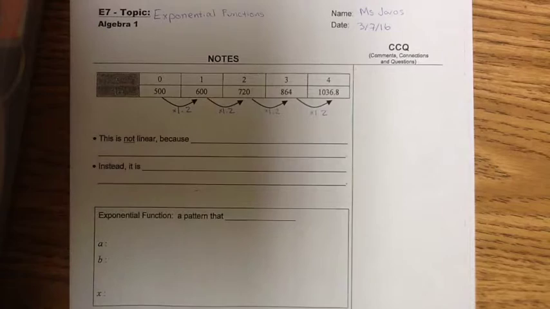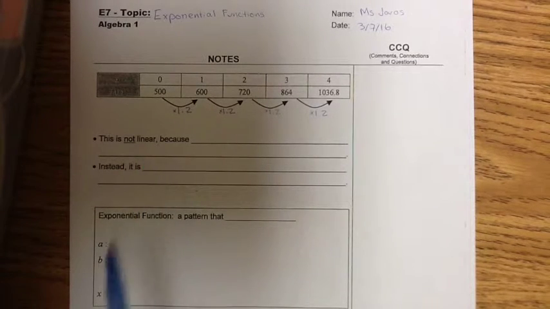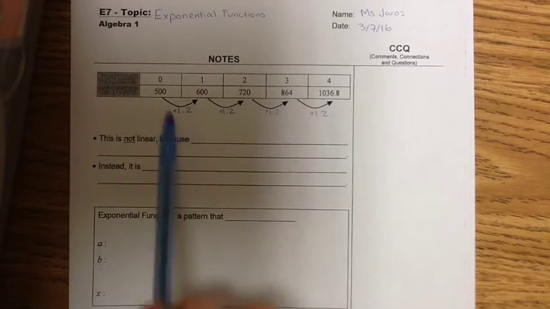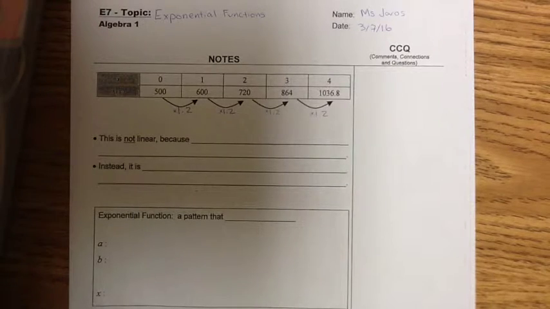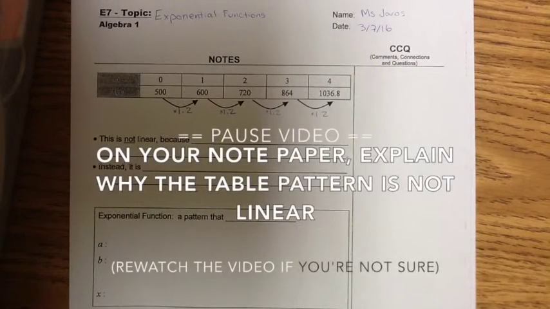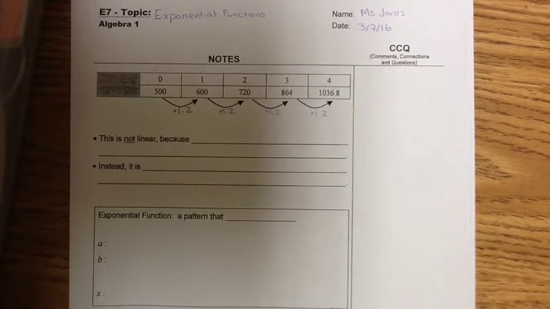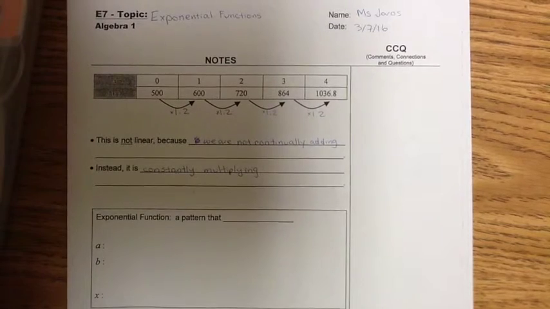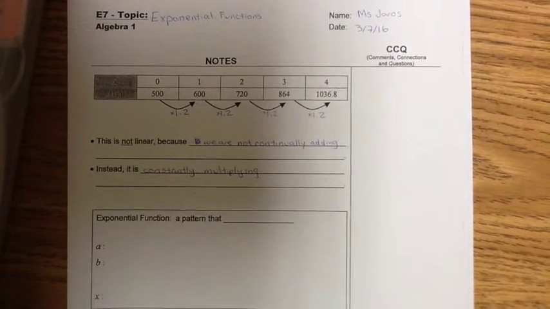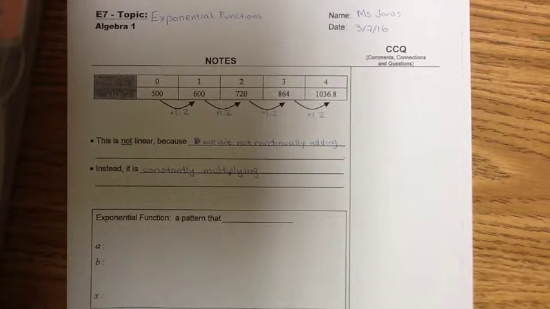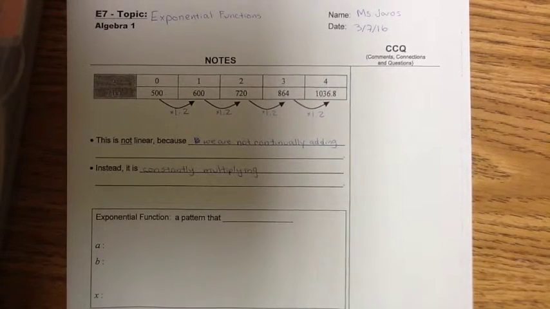And answer the next two bullet points. Why is this function not linear? And what is happening instead? All right, so what did you guys put down? I said that it's not linear because we are not continually adding, and instead we are constantly multiplying.